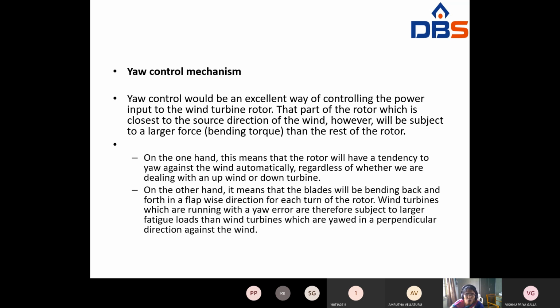So what is the purpose of yaw control? It turns the wind turbine toward the wind. Whenever the rotor faces the wind, the rotor blades will rotate quickly, and the rotor will have a tendency to act against the wind automatically. So the yaw control makes the rotor blades rotate automatically according to the wind direction, regardless of whether it is upwind or downwind.